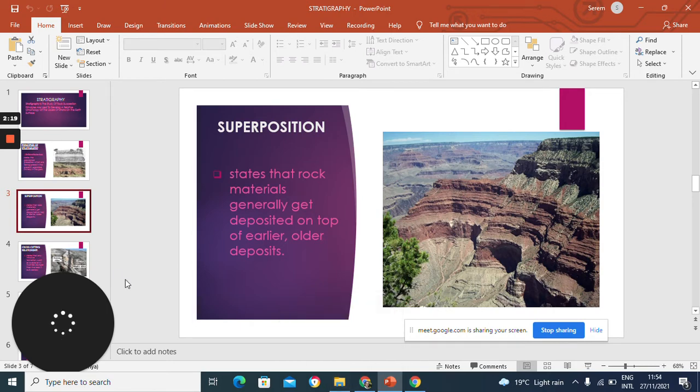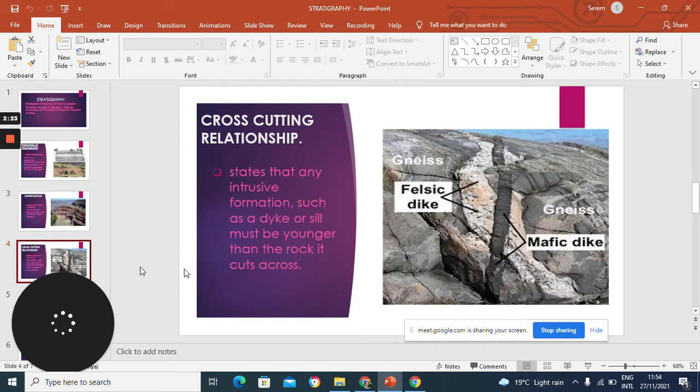Next, after looking at the principle of superposition, we are going to look at the principle of cross-cutting relationship. It states that in any form of intrusive formation, such as a dike or a sill, the rock must be younger than the rock that it cuts across.